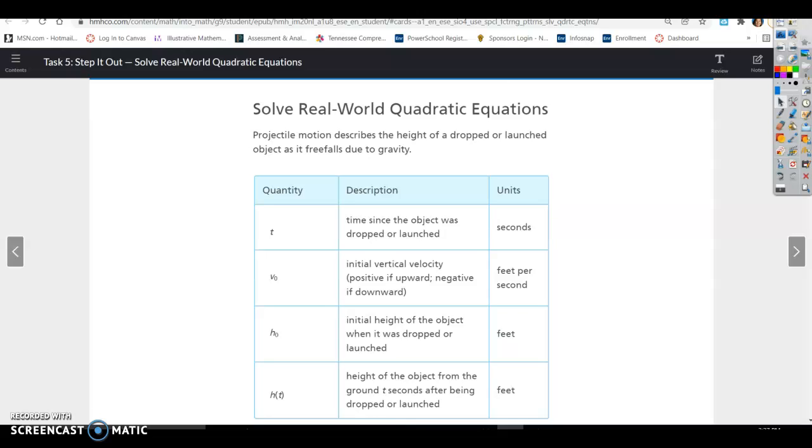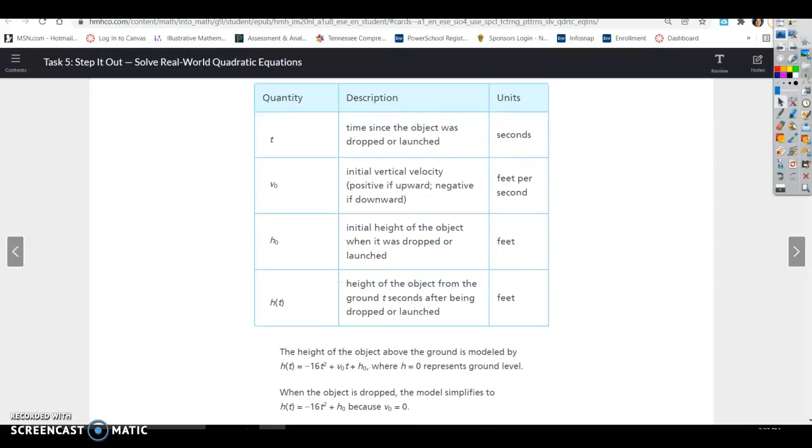Lesson 17.4, task 5. All right, solve real-world quadratic equations. Projectile motion describes the height of a dropped or launched object as it free falls due to gravity. Here's a description of some of the variables that you're going to see. t is time since the object was dropped or launched, in seconds. V sub 0 is the initial vertical velocity. It's going to be positive if it goes up and negative if it goes down, in feet per second. And h sub 0 is the initial height of the object when it was dropped or launched, in feet.